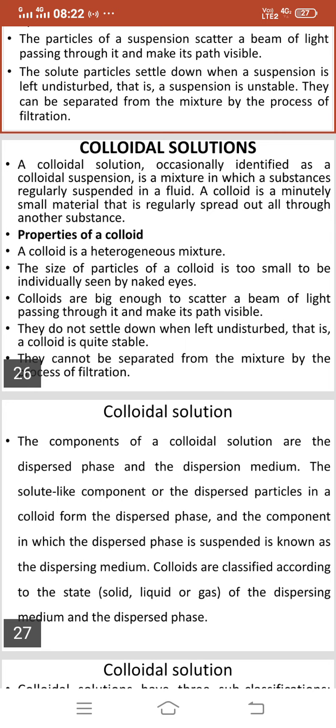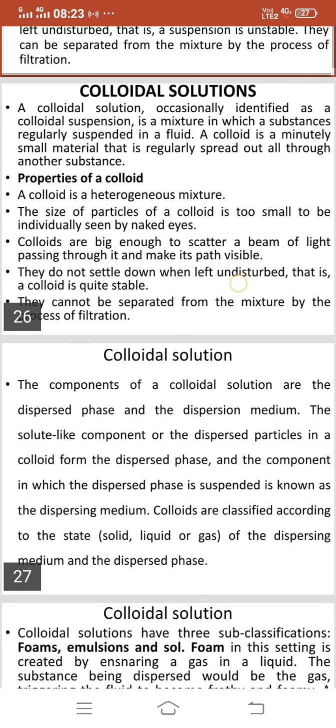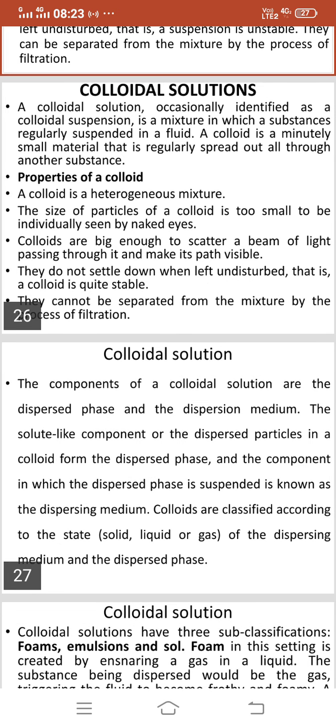They do not settle down when left undisturbed. That is, a colloid is quite stable. They cannot be separated from the mixture by the process of filtration. So these are the various properties you can see of colloidal solution.